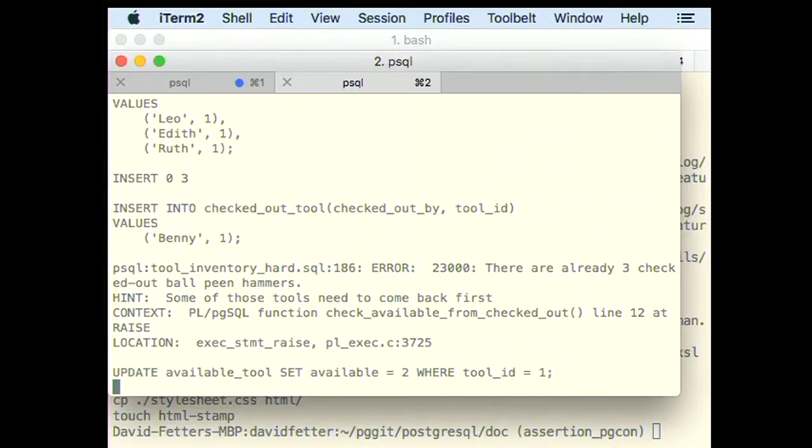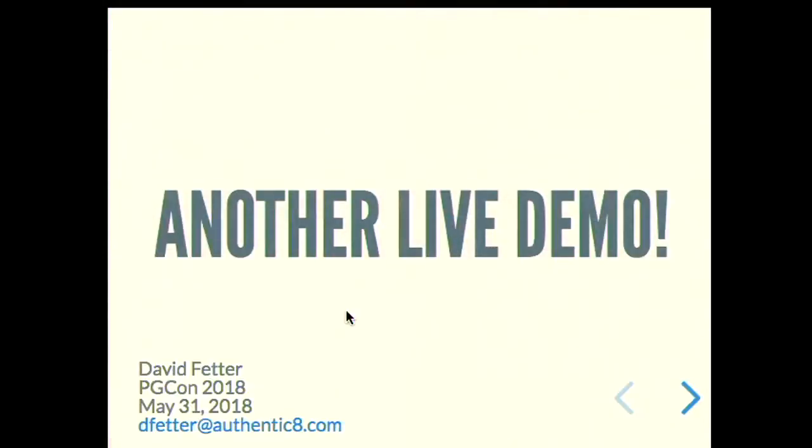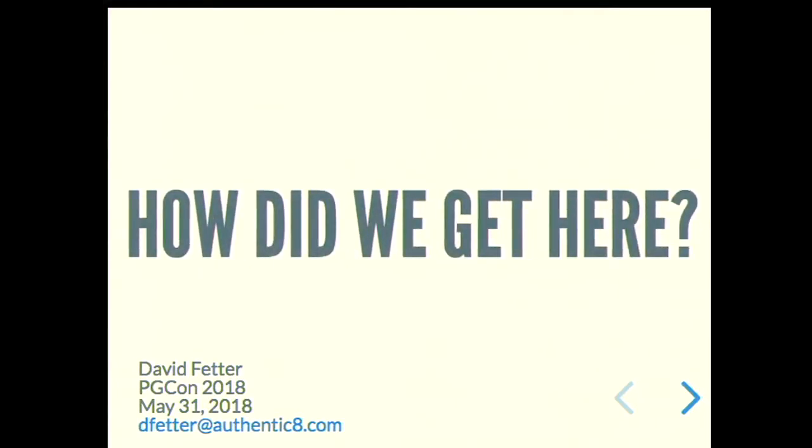Now we're gonna reduce the inventory below the number of checked out tools again, and this one actually works. It said people have already checked out all the ball peen hammers. Can't reduce the inventory. So that's our live demos. And they didn't actually break in ways that I hadn't anticipated, so I say win.